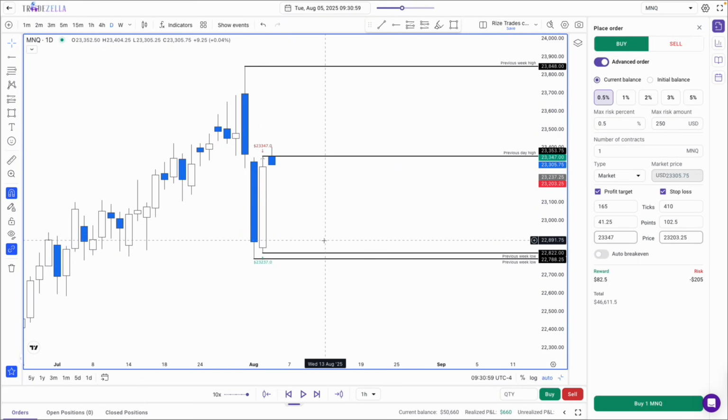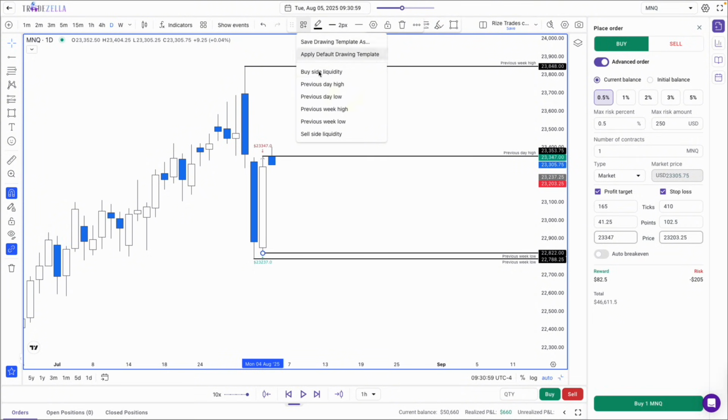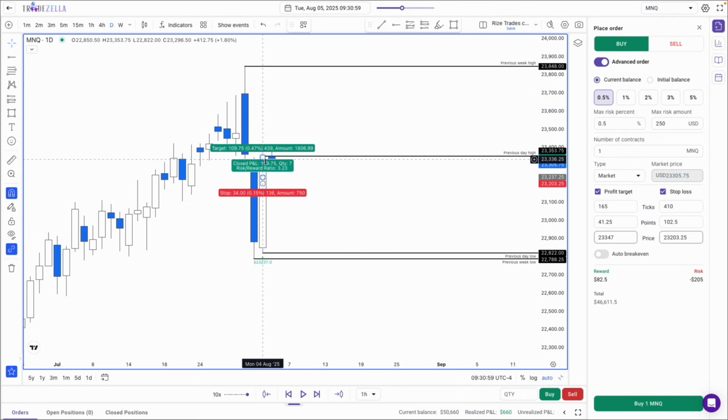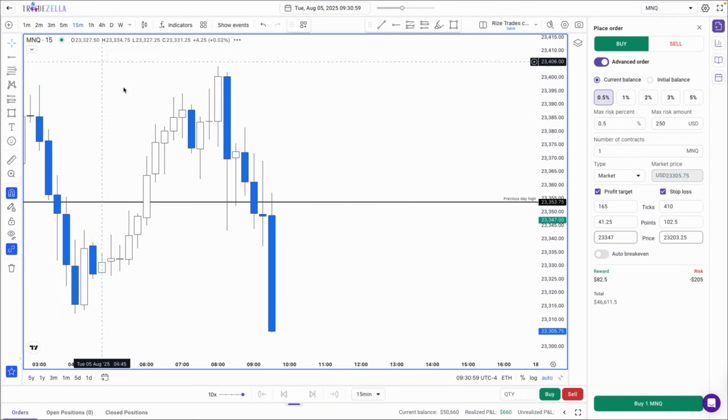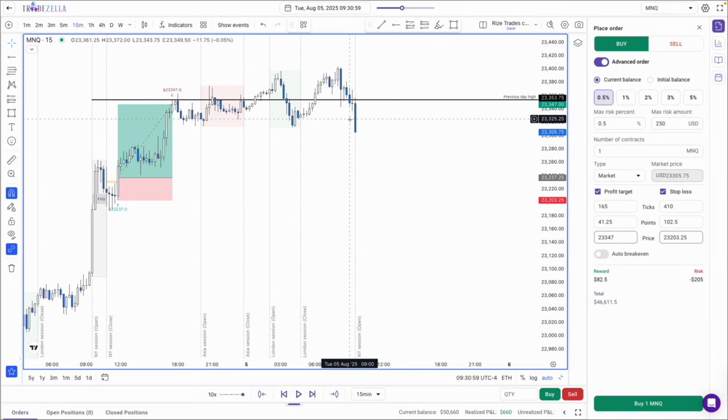Okay, so on to Tuesday, we need to make sure that we've got all of our liquidity levels mapped out. Previous week high and low still in there. Previous day low now changes. And then obviously we've got a new previous day high as well. Down to our lower time frames, let's see what happens at market open. At the moment, both session highs have been taken and previous day high are rejecting.